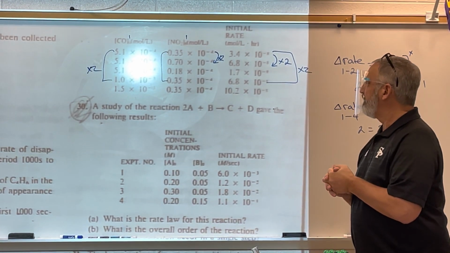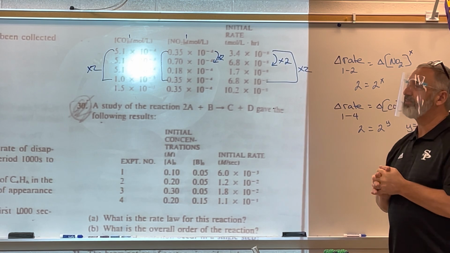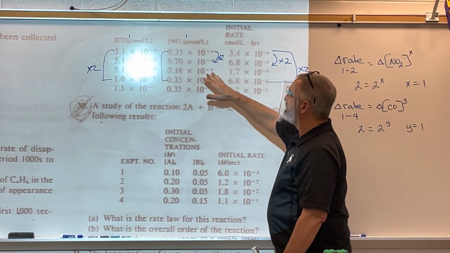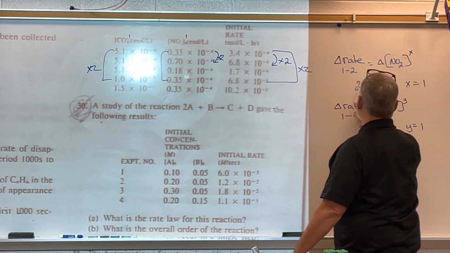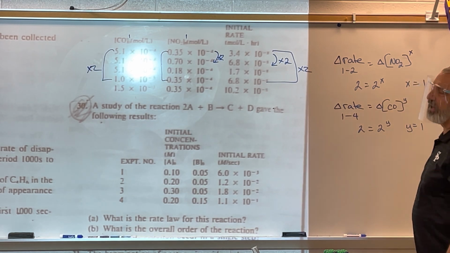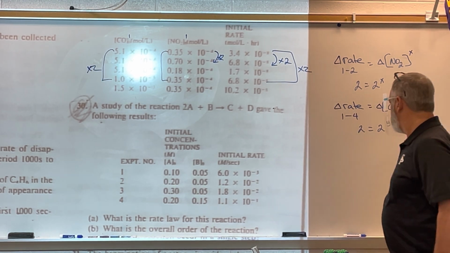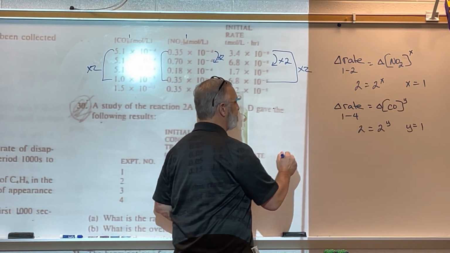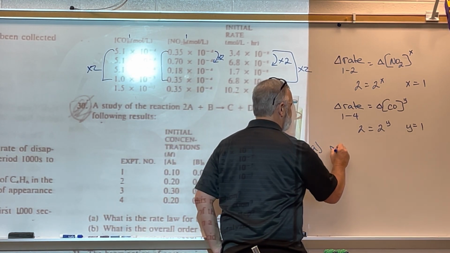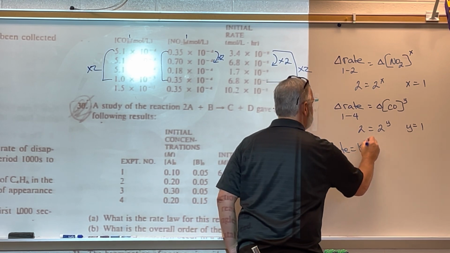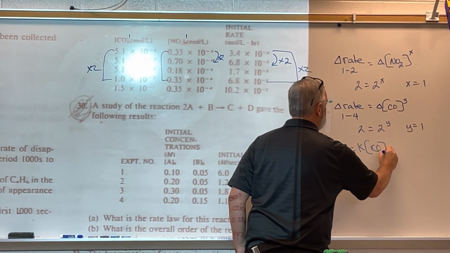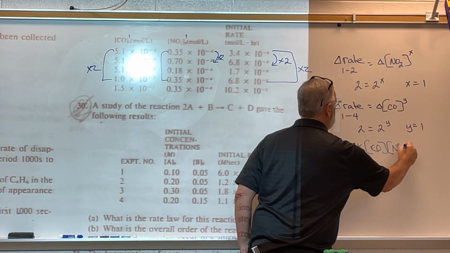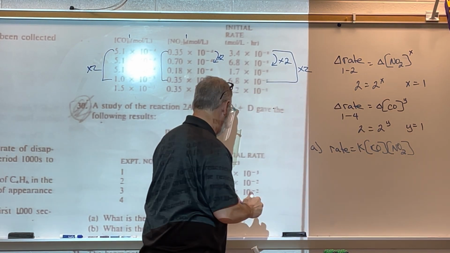Now, we were looking at these practice problems, number 29. It's pretty obvious. It's just times 2 and times 2. So we get x and y equal to 1. And so how do we calculate k? The rate law, the answer to A, is rate equals k times CO times NO2. So how do we get k?